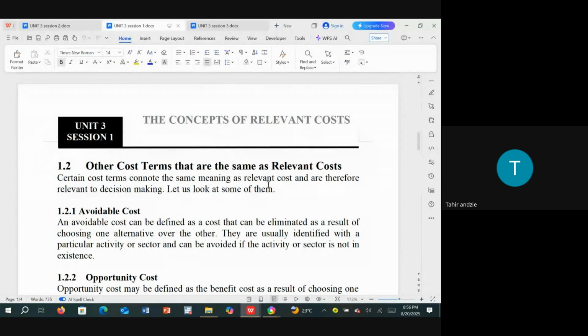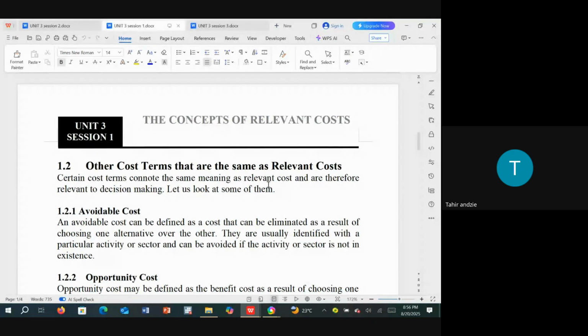When we say avoidable cost, it can be defined as a cost that can be eliminated as a result of choosing one alternative over the other. If you have a cost that you can avoid when you make a choice between two alternatives, or if you make a decision and you can avoid incurring a particular cost, then that cost is an avoidable cost. So there are costs that can be eliminated as a result of choosing an alternative over the other or as a result of taking a particular managerial decision.